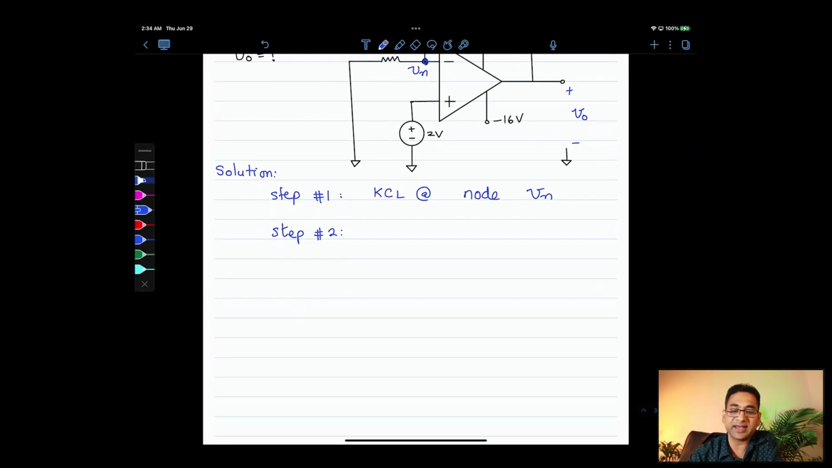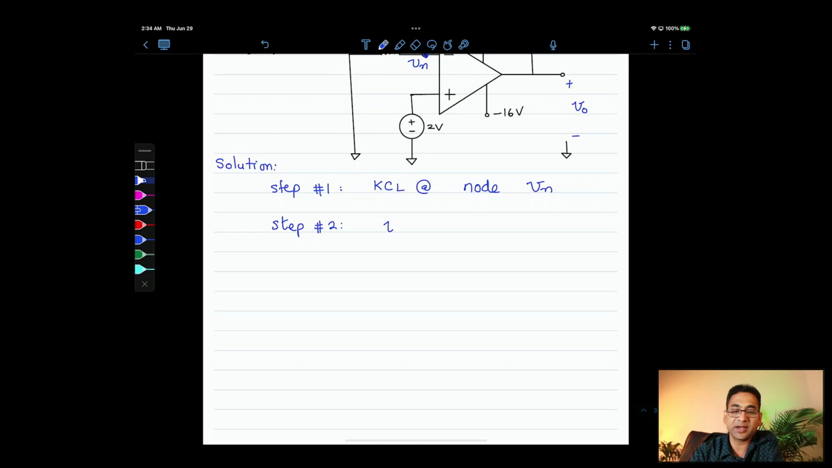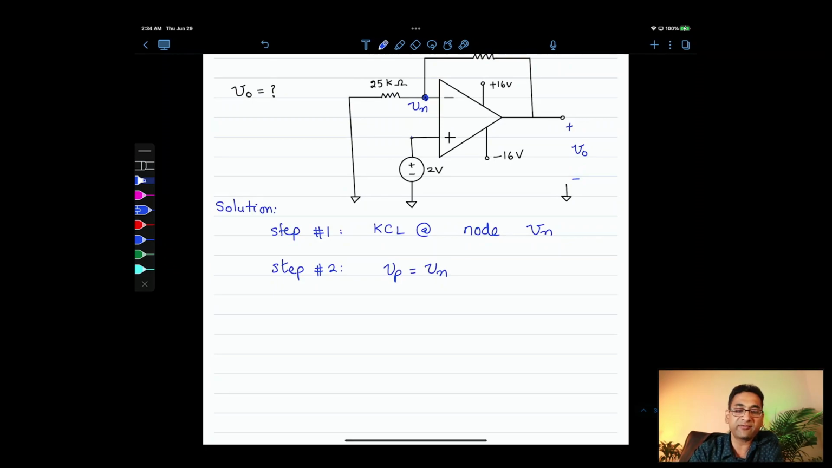What does step 3 say? Step 3 simply says Vp equals Vn, where this guy is Vp. That is the application of a voltage constraint, rule 1. We have done this so many different times. Vp is given to be 2 volts. Also, Ip and In are 0. That is the application of the current constraint, or rule 2.